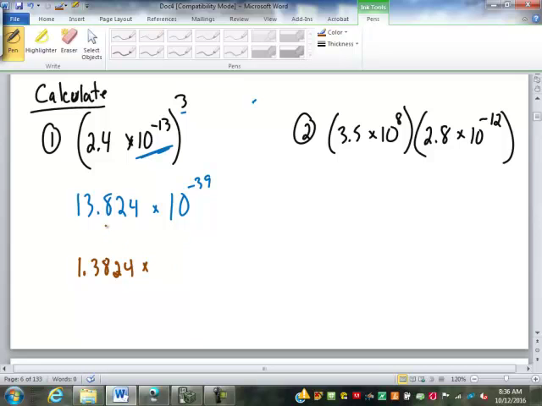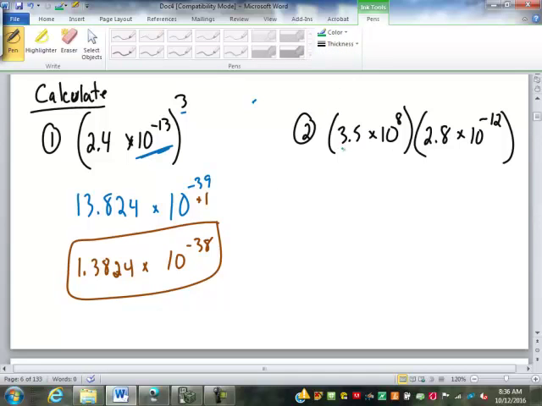Because we can only have one non-zero digit in front of the decimal point. Did the number become smaller or larger? Smaller. So the power of 10 has to become larger. Negative 39 plus 1 is negative 38. So 1.3824 times 10 to the negative 38.